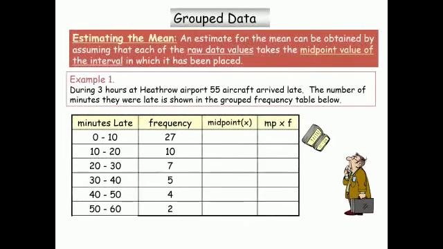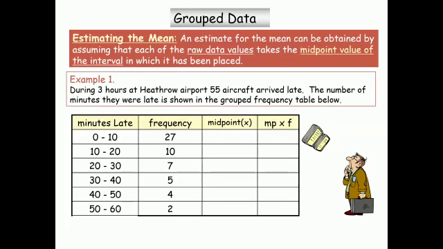To make it more clear, we will use the same method in another question. Look at this question. It deals with an airport. 55 aircraft arrived late. The classes are 0 to 10 minutes, 10 to 20, 20 to 30, 30 to 40, 40 to 50 and 50 to 60, and the frequency is given. We have to find the midpoint of the data.